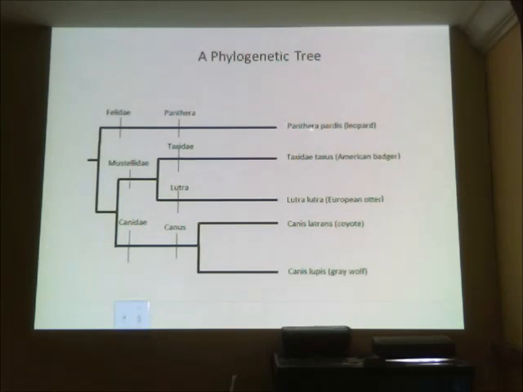So the first one is the leopard, Panthera pardus. The next one, the American badger, is Taxidea taxus. And Lutra is the European otter. Canis latrans, these are the two dog-like organisms. Canis latrans is the coyote, and Canis lupus is the wolf.